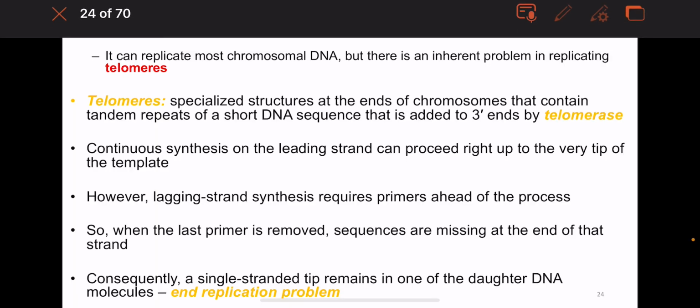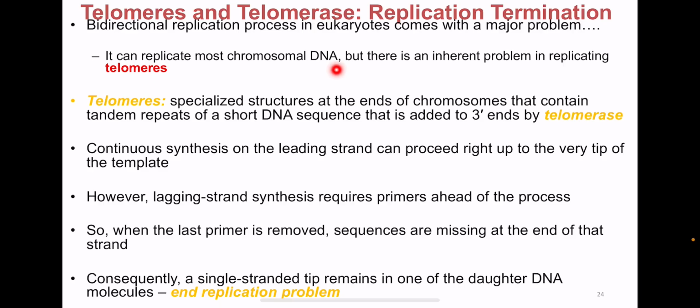Sorry. I'm sure we discussed this in class, but unlike the prokaryotic chromosome, in eukaryotes we have multiple origins of replication. Replication is bidirectional, moving both to the left and to the right. In prokaryotes, because they have only one origin of replication, it is a unidirectional process from that origin. Bidirectional replication can replicate most chromosomal DNA, but there is an inherent problem in replicating telomeres.